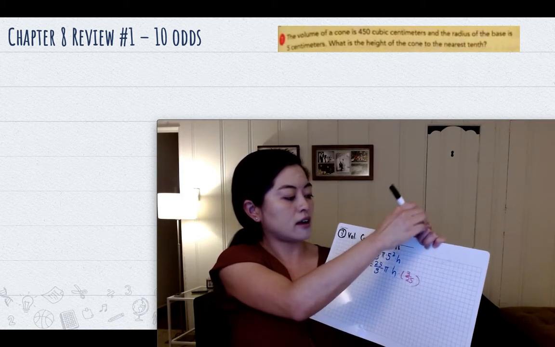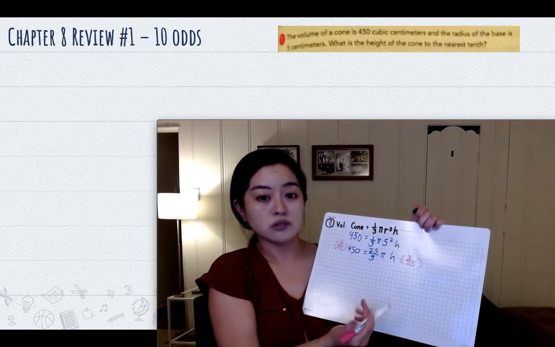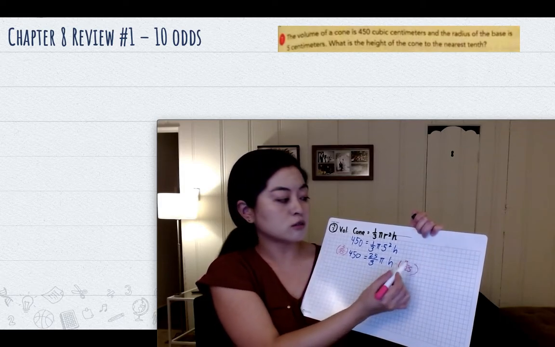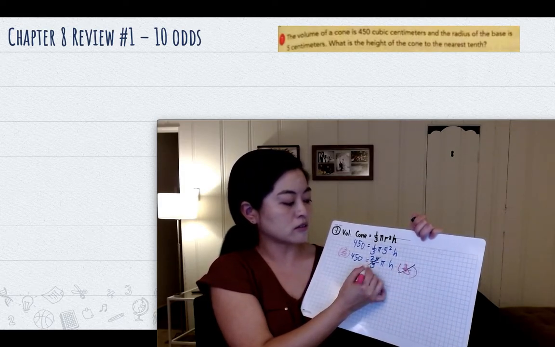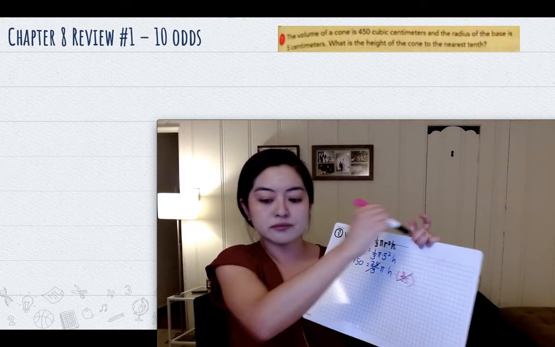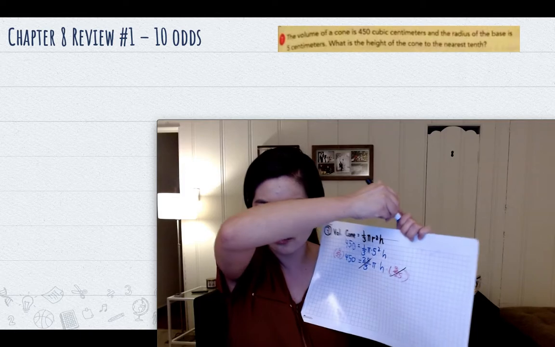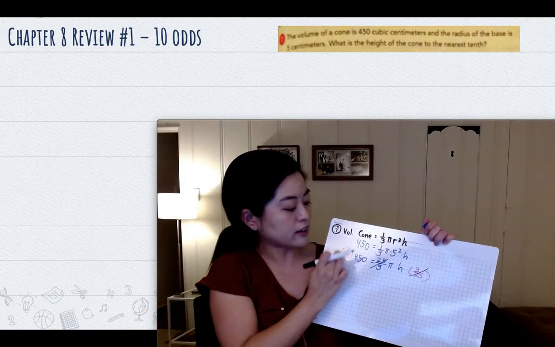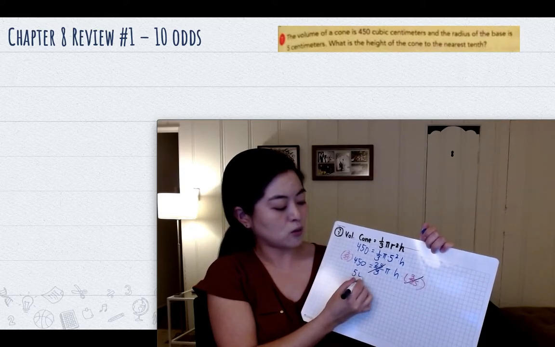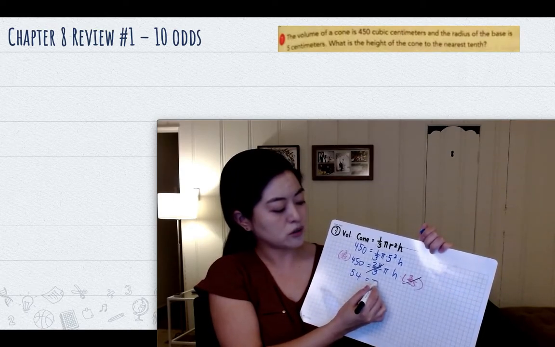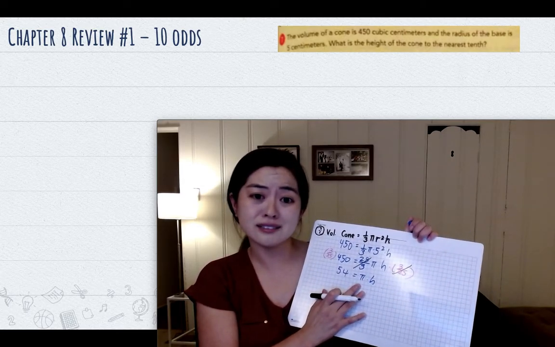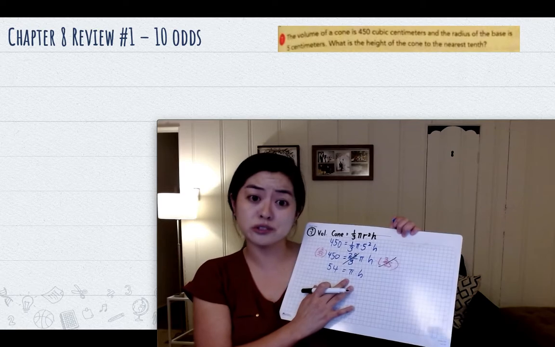Okay, and when I do 25 thirds times 3/25, that's equal to 1. So I'm going to cross that out because that's just 1. And if we continue, when I simplify on this side of the equal sign, this becomes 54 is equal to pi times h. And I know pi is not a variable, it's an actual number, okay?